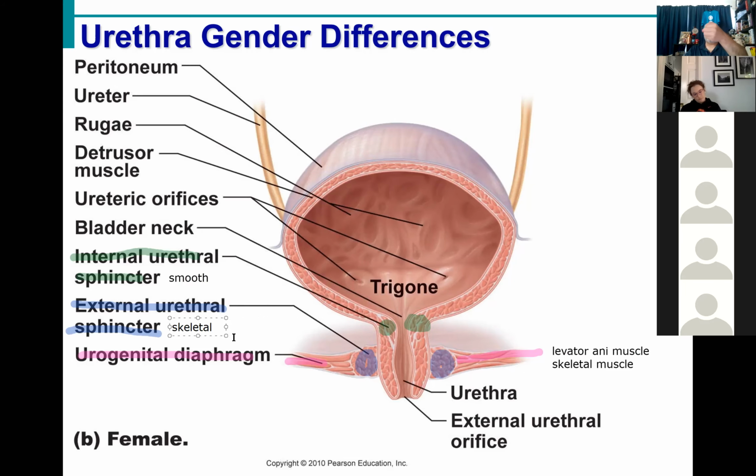The internal urethral sphincter is part of the bladder, and that external urethral sphincter is part of the urogenital diaphragm, part of the levator ani muscle. But aside from the displacement of their locations, their functions are essentially going to be the same. And that's it. Pretty simple and straightforward for the females. Let's take a look at the male variety of this.